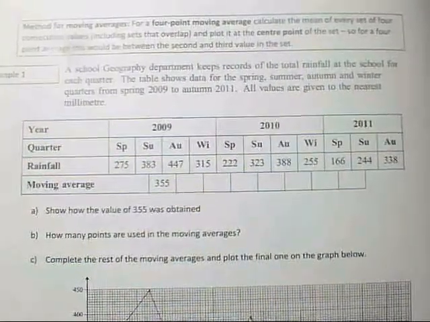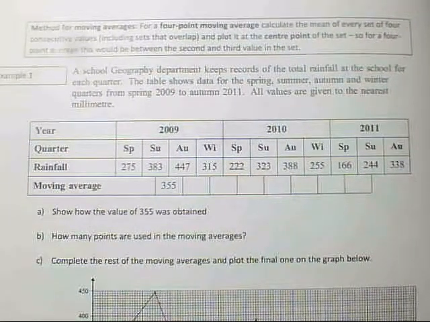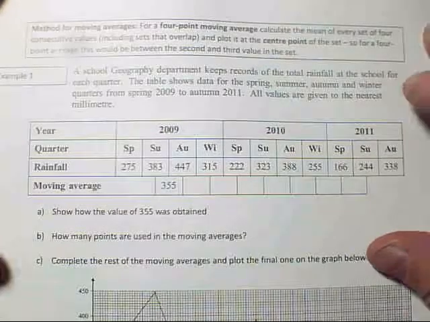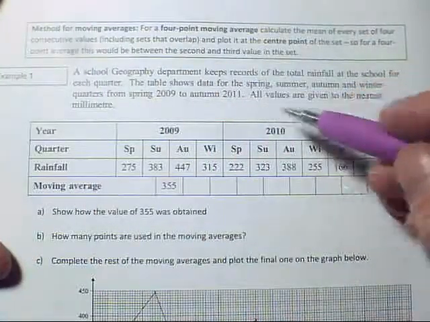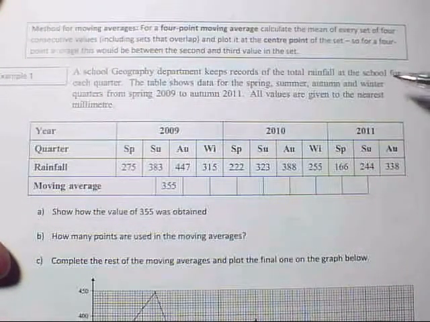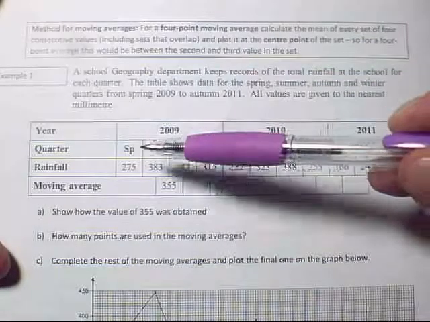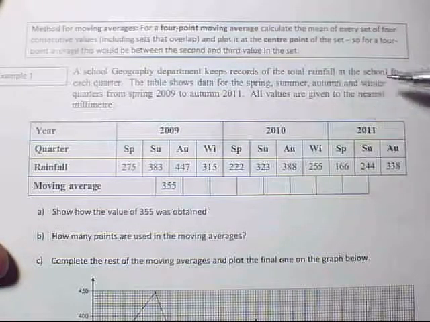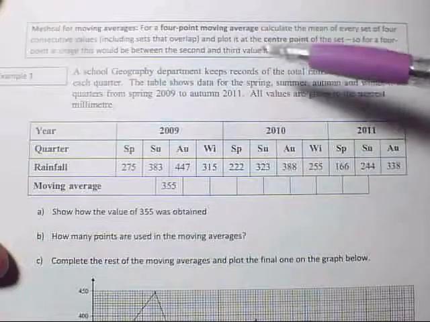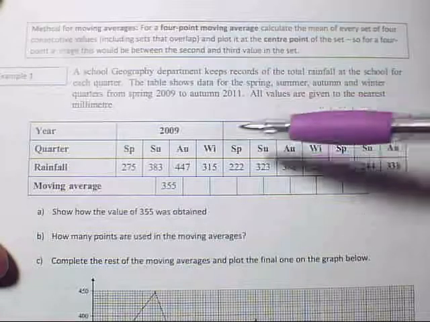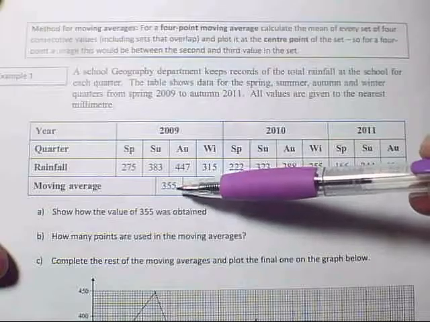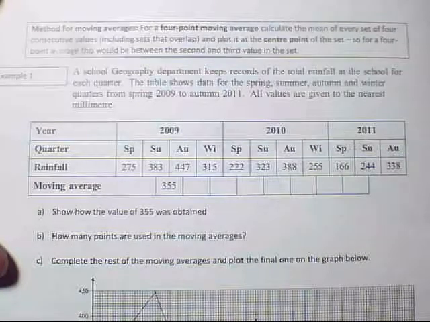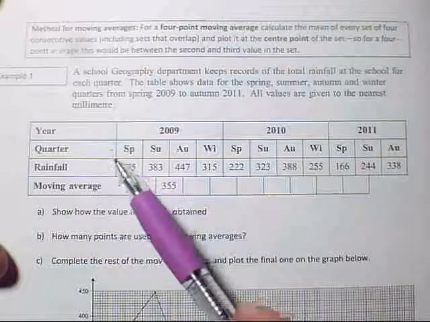Okay, so we know a little bit now about moving averages. Let's put it into practice on this question. We've got this geography department keeping records of rainfall, with spring, summer, autumn, winter each year, and all values of rainfall are given to the nearest millimetre. So we've got a 355 and we've got to work out where that came from. Well, that's right in the middle of 2009.